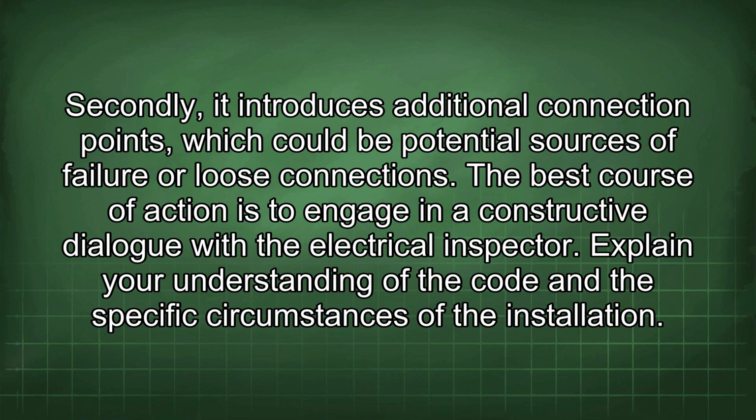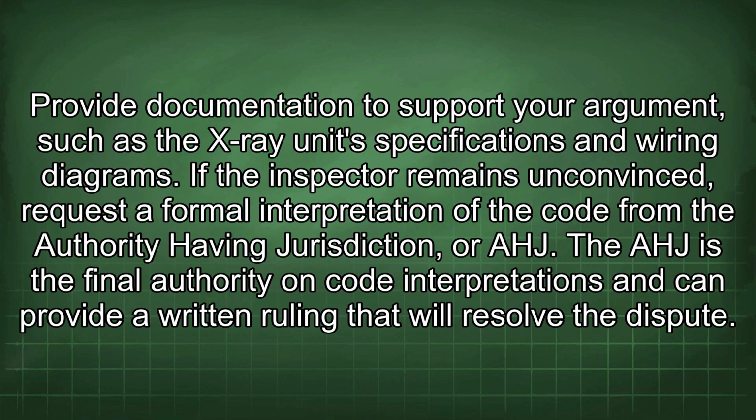The best course of action is to engage in a constructive dialogue with the electrical inspector. Explain your understanding of the code and the specific circumstances of the installation. Provide documentation to support your argument, such as the X-ray unit specifications and wiring diagrams. If the inspector remains unconvinced, request a formal interpretation of the code from the authority having jurisdiction, or AHJ. The AHJ is the final authority on code interpretations and can provide a written ruling that will resolve the dispute.